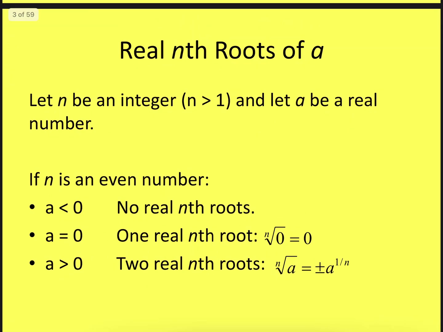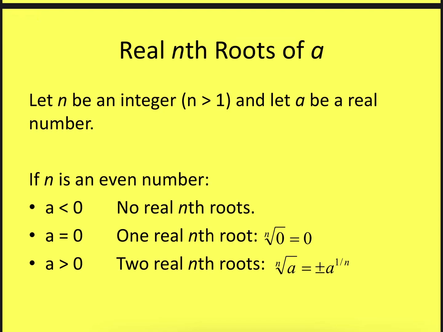So let n be an integer greater than 1, and let a be a real number underneath the radical. Okay, so n again is that index on the outside. If n is an even number on the outside and your number underneath your radical is less than 0, then you're going to have no real nth roots. If your a is exactly 0 underneath that radical, there's only going to be one real nth root. So the nth root of 0 is exactly 0.